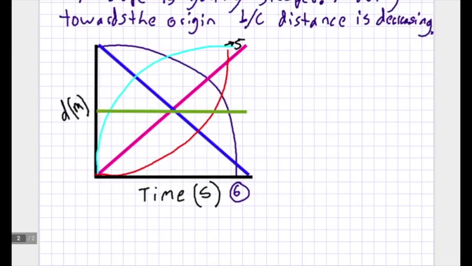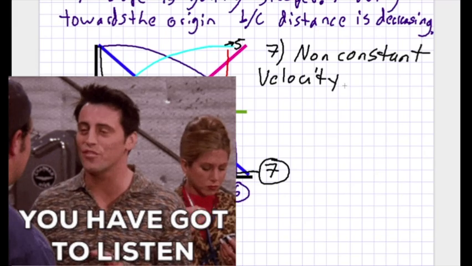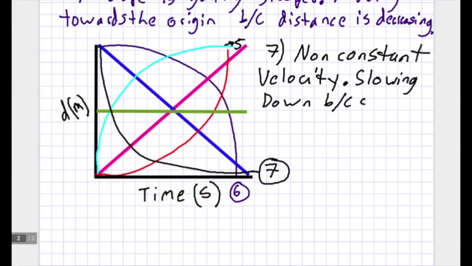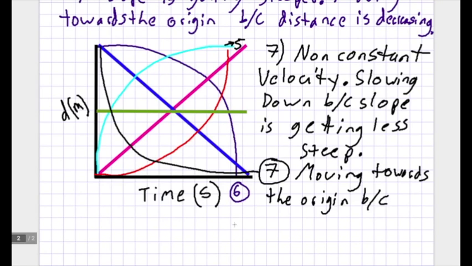and that's going to be another curved line that's moving downward. I know I've said this 3 times, but I'm just going to keep saying it. Because it's curved, we have a non-constant velocity, and because it's a non-constant velocity, it's experiencing acceleration. In this case, our slope is getting less and less steep, which means that we are slowing down. We also can see that our line is moving downward, which means that we're moving towards the origin, because our distance is decreasing.